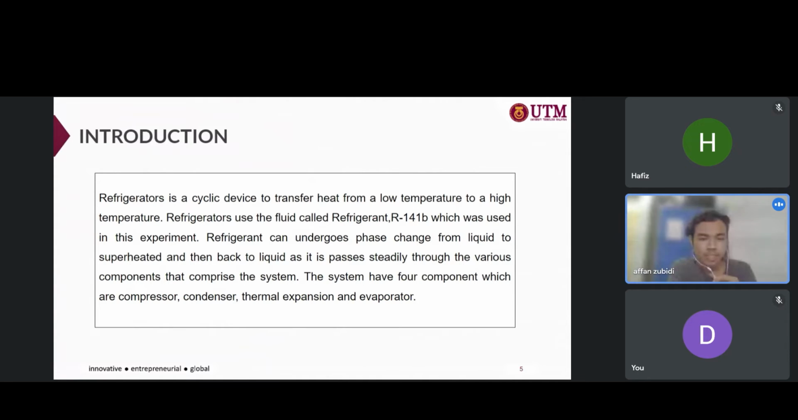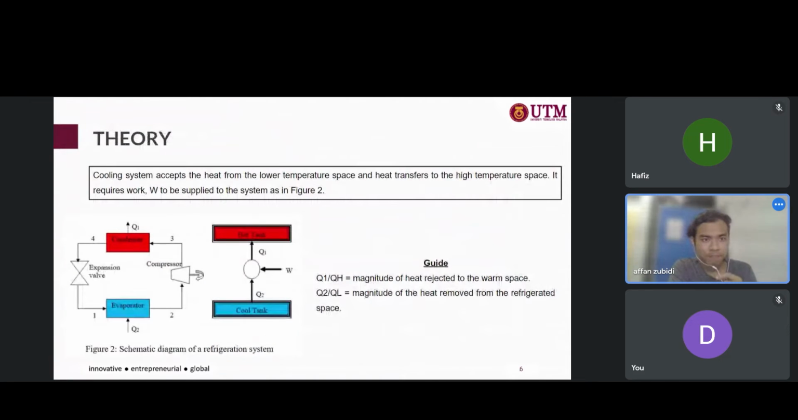Refrigerant can undergo phase change from liquid to superheated vapor. It can turn back to liquid as it passes steadily through the various components that comprise the system. So the system has four components: a compressor, a condenser, a thermal expansion valve, and an evaporator. I will pass to the next presenter.